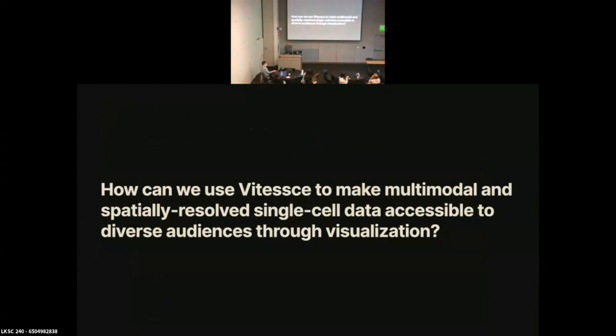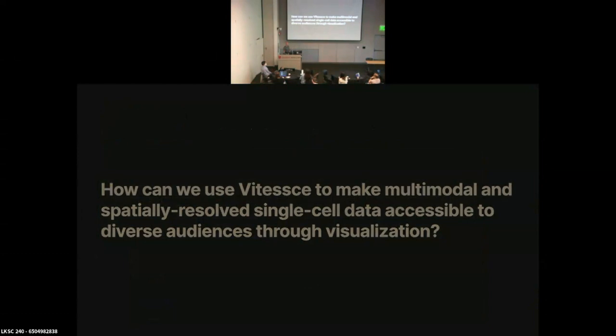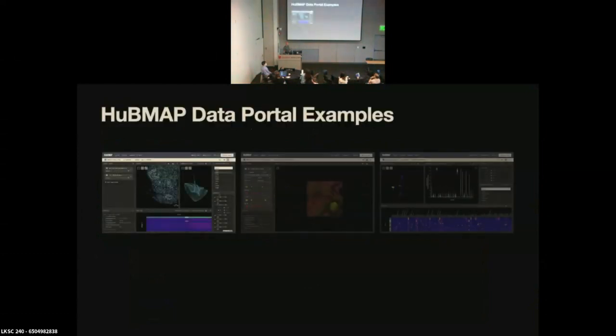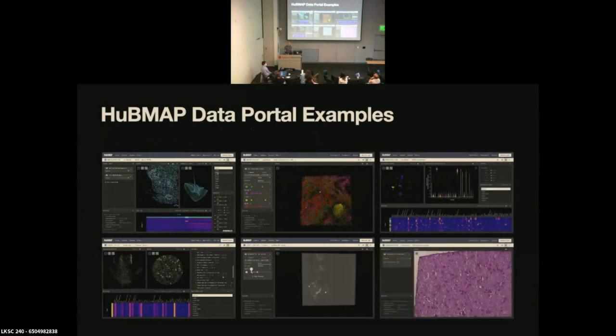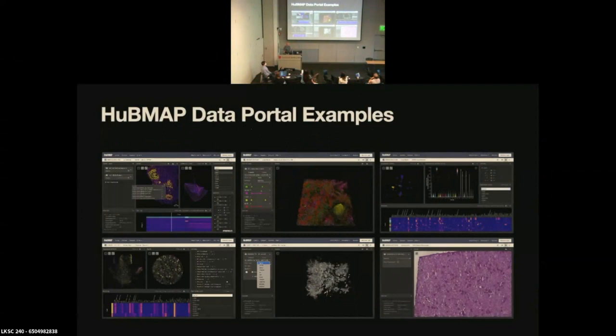One of the problems in HubMap was that we have a lot of multimodal data sets. We have spatially resolved single cell data, and we have lots of different end users. And we went ahead and basically deployed Vitessce in the HubMap data portal. And so all these examples up here are straight from the HubMap data portal.